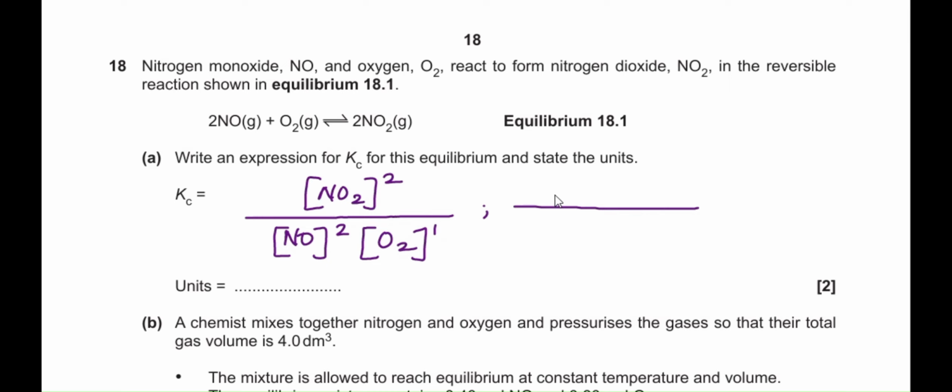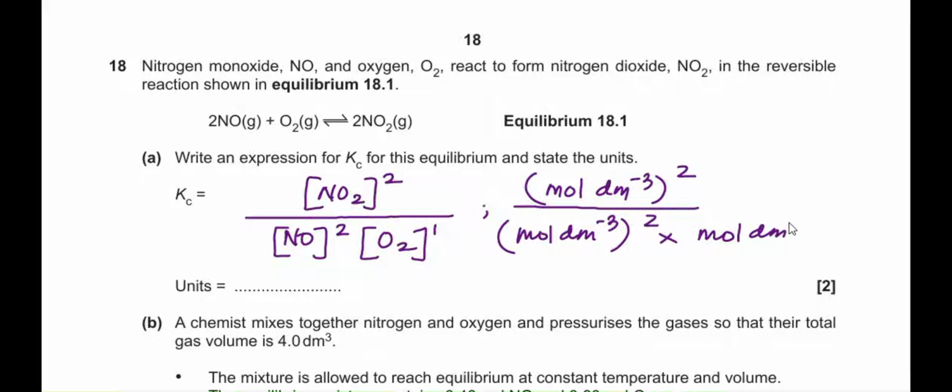The numerator is concentration of NO2 to the power of 2. So it will be moles per dm cubed to the power of 2. In the denominator also, moles per dm cubed to the power of 2 times moles per dm cubed. These two equal quantities cancel out, and therefore we have moles per dm cubed in the denominator, which when it comes to the numerator becomes per mole dm cubed.